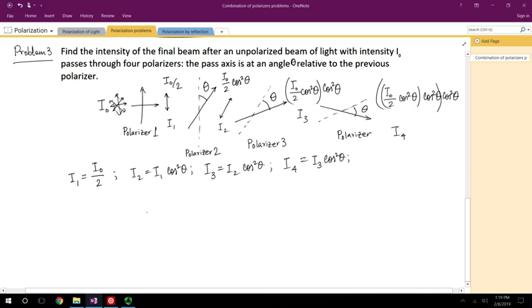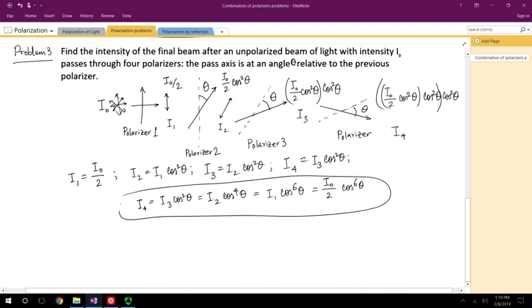So if I put all of this together, then I get I4 is equal to I3 cosine squared theta, which is equal to I2 cosine to the 4th power theta, which is equal to I1 times cosine to the power 6 theta, which is equal to I naught over 2 times cosine to the power 6 theta. And so that is our relationship between the different intensities when an unpolarized beam of light passes through two polarizers or three polarizers or four polarizers in this particular case.